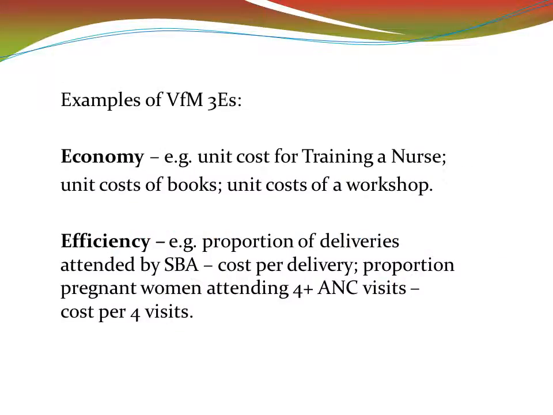Some examples here of the 3 E's. Economy. We can look at the unit cost for training a nurse, the unit cost of books, the unit cost of a workshop. Efficiency can look at the proportion of deliveries attended by skilled birth attendants or the cost per delivery, or the number of pregnant women attending 4+ antenatal visits, the cost per 4 visits.